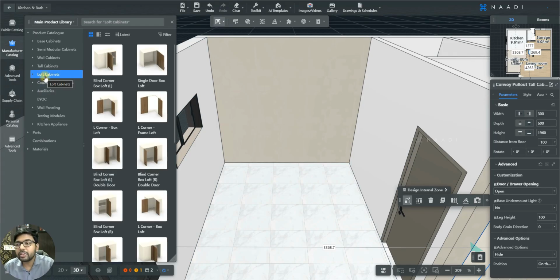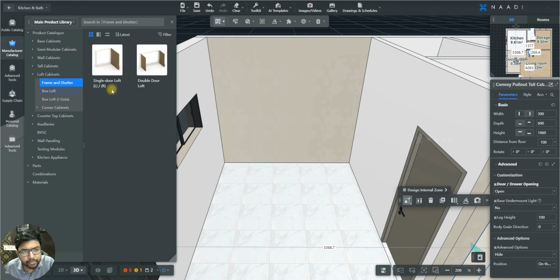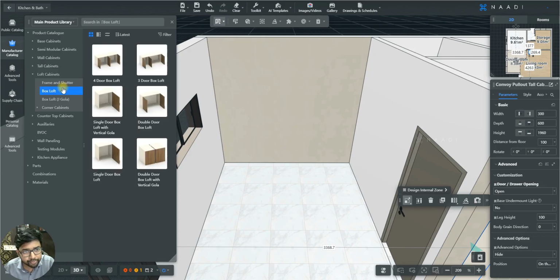Your fourth type of kitchen cabinet here is your loft cabinet. Generally when it comes to loft cabinet, you typically have two types of loft, right? Your frame and shutter and your box loft. Both are addressed here. Can you see, you have your frame and shutter single door, frame and shutter double door. Or if you are looking for a box loft, you will find your box loft single door, box loft double door. You even have 3 and 4 door combinations too.